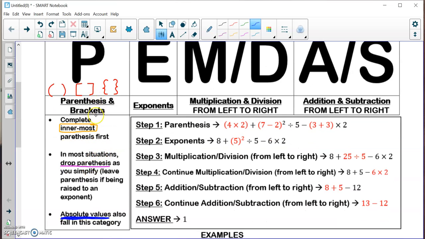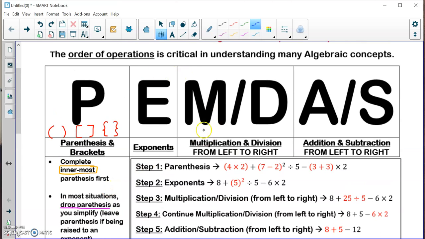So after you have dealt with all the parentheses and the brackets, we then move on to exponents. Next, we move on to multiplication and division. We take care of multiplication and division from left to right. So if division is the very first operation, then we will deal with that before we deal with the multiplication.